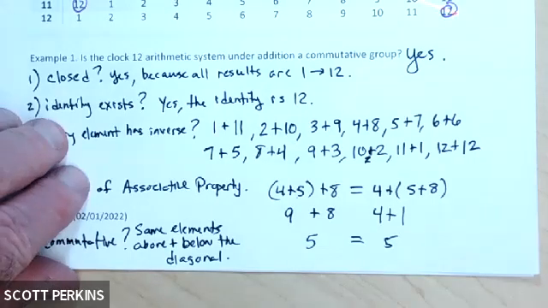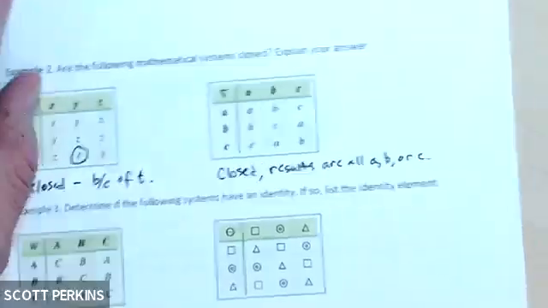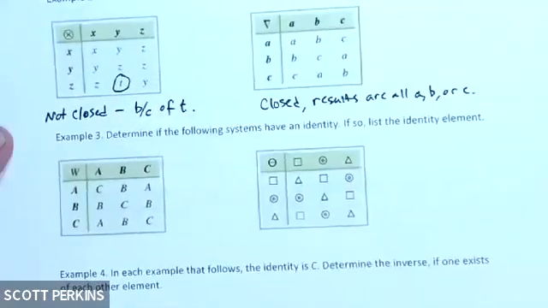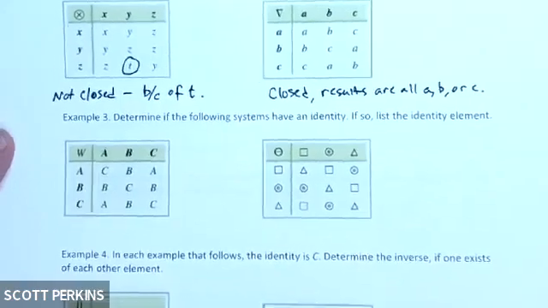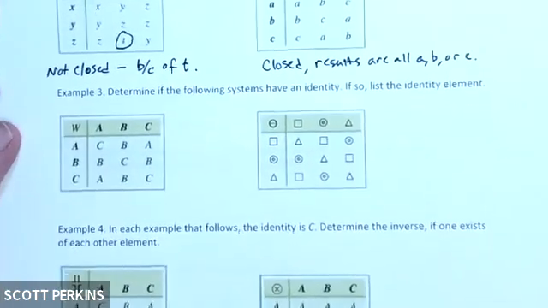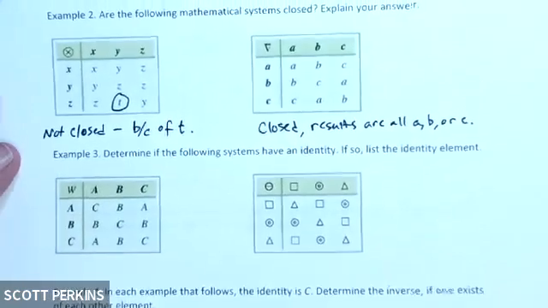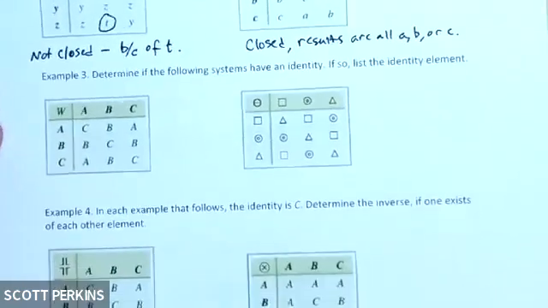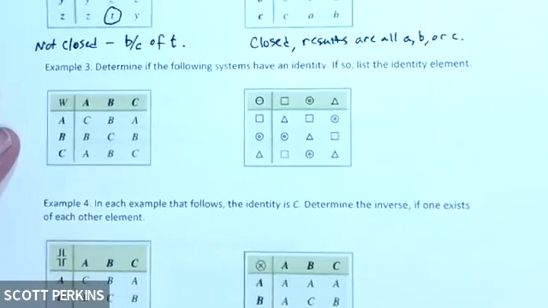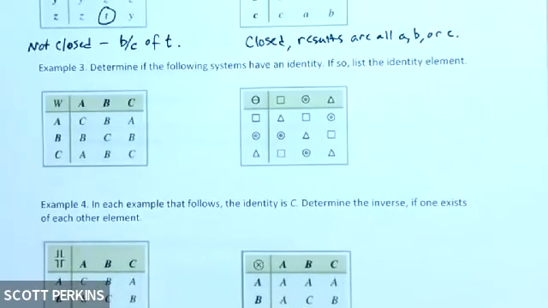All right, so with that said, I meant to keep flipping over and doing examples, and alas, I forgot because I got excited. So here's what I would like you to do. We already did this for the closed example 3. I meant to flip over and say, okay, determine if the following systems have an identity. So I'm going to give you 45 seconds to look at those systems and determine yes or no, is there an identity element? And if there is, name it.